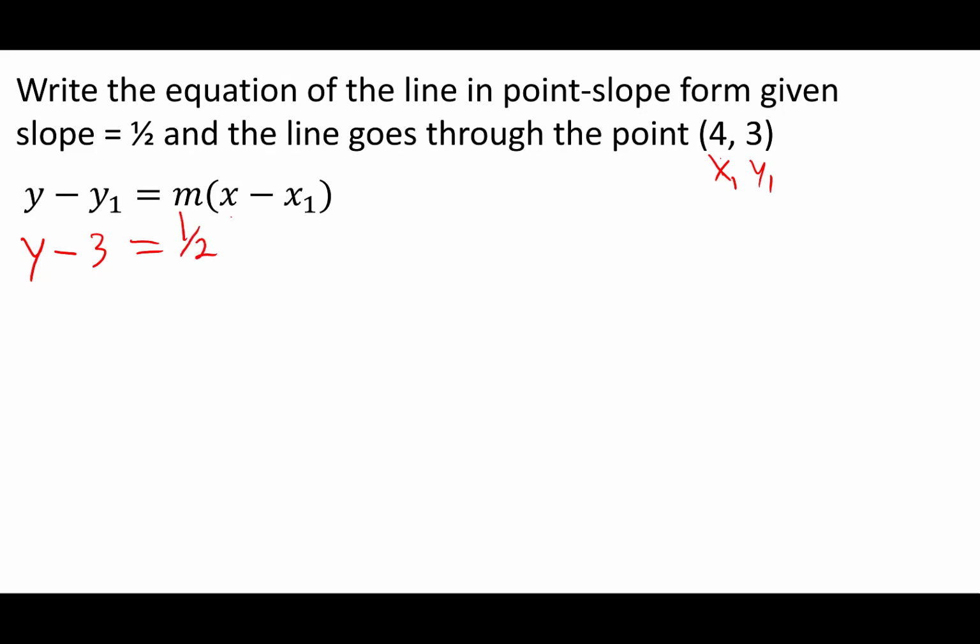3 equals 1/2 times x minus 4. And there we go. We've got our problem written in point slope form.